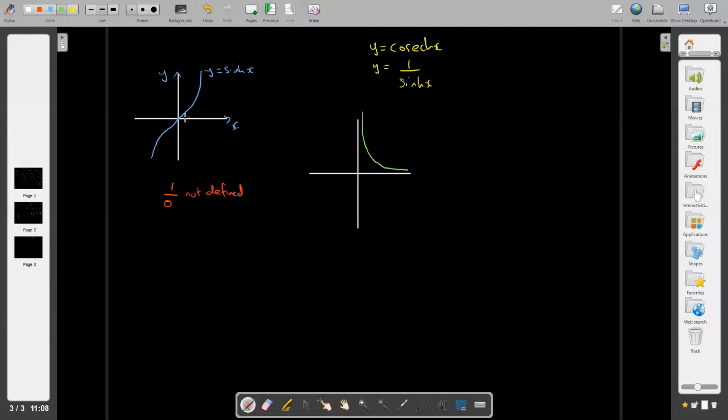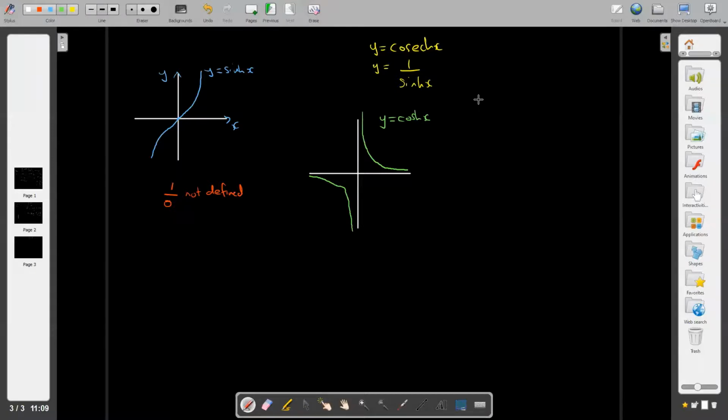On the flip side, it's going to be the exact same reflection. As we divide by a large negative number, the answer is going to get very small but negative. So it's going to come up and do something like that. So this is going to be the graph of y equals cosech x.